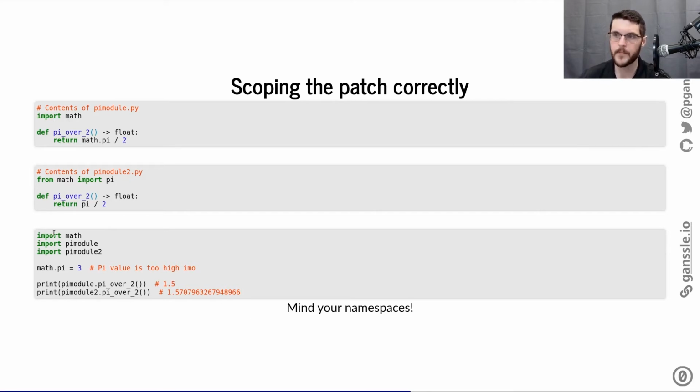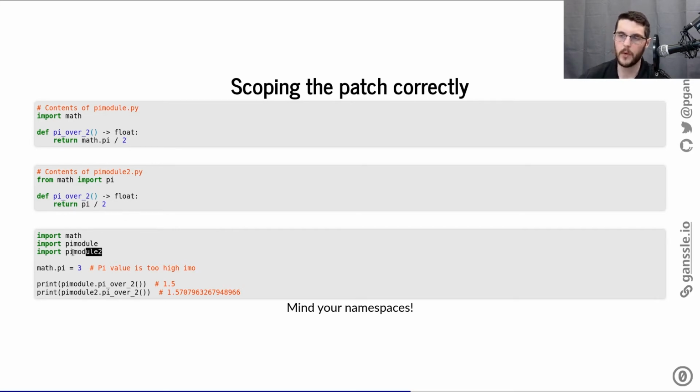Why is that? Well, the reason is that your first module, pi module, imports math, so it holds a reference to the global math module, and then it looks up the value of pi in the math namespace every time you call that function. Whereas pi module 2 looks up the value of pi on math at import time, and then uses the saved value every time you call pi/2.